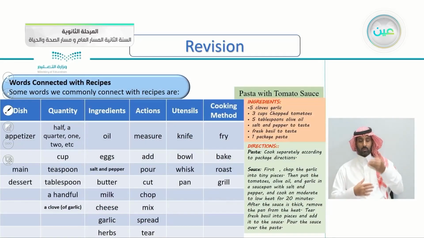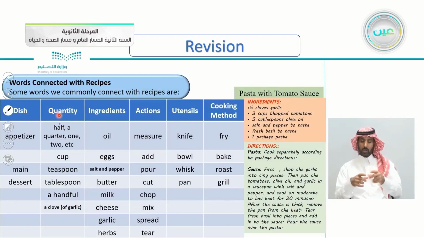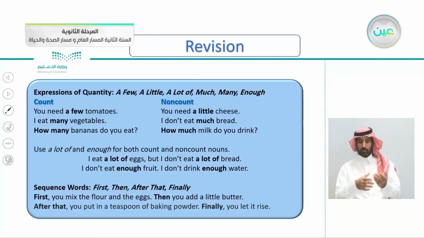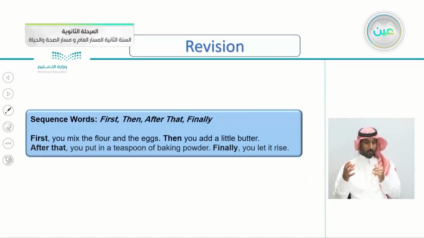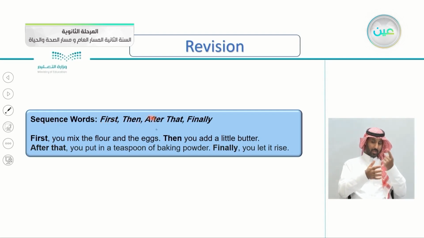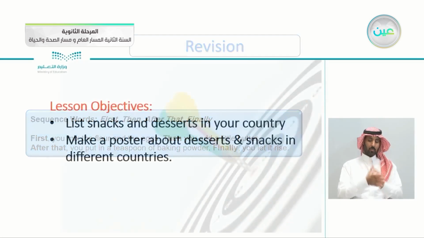And we learned some words connected with recipes: the dish, the quantity, half or a quarter, the ingredients, the actions, the utensils, and the cooking methods, whether you fry, bake, roast, grill, and so on. Then we took the expressions of quantity, few and many with count nouns, little and much with non-count nouns. Then we took the sequence words first, then, after that, finally, and so on.